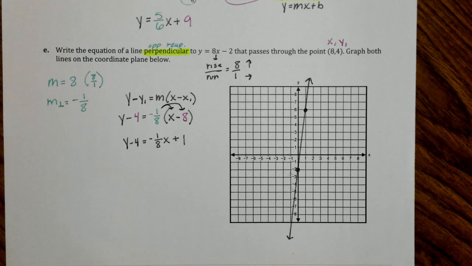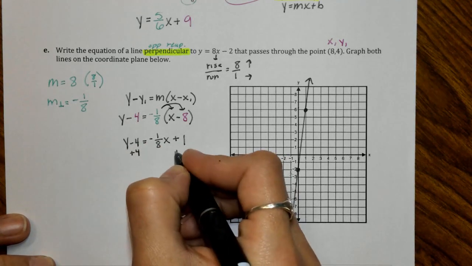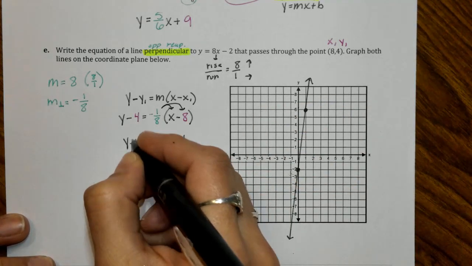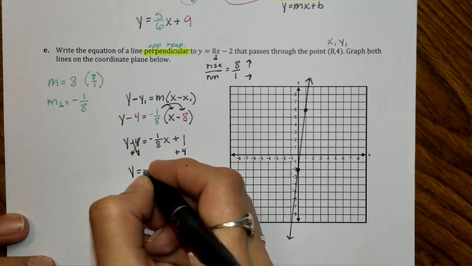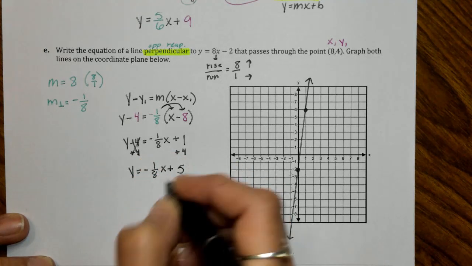Now we need to move that 4 over. Okay, we need y by itself. To do that, we need to add 4, making sure that we're adding the 4 on the right side, we're adding it to the 1. And we end up with y equals negative 1/8 x plus 5.